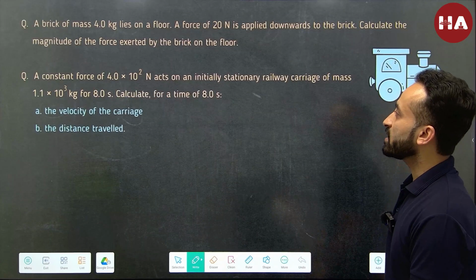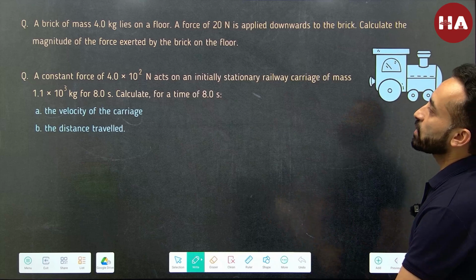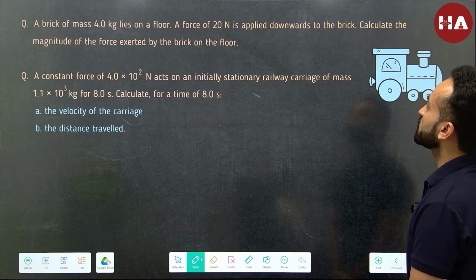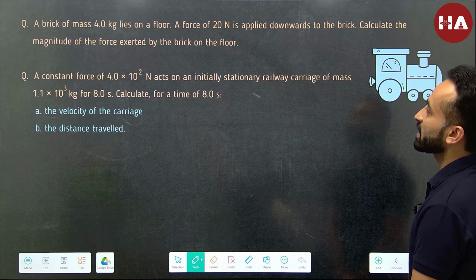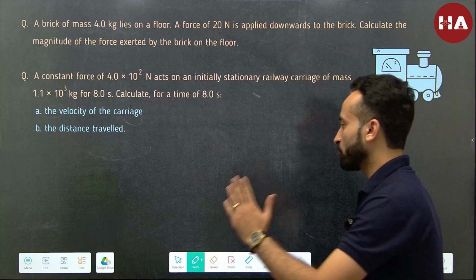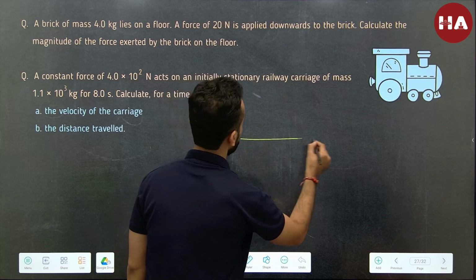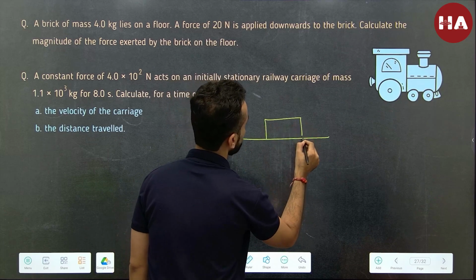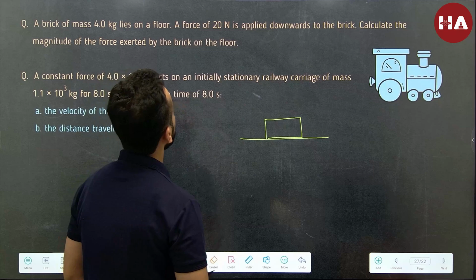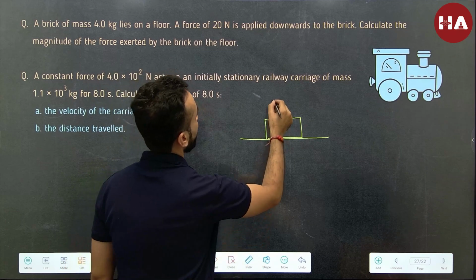Then another couple of questions. A brick of mass 4 kilogram lies on a floor. A force of 20 Newton is applied downward to the brick. Calculate the magnitude of force exerted by the brick on the floor. Let's do this. So let's say there is this brick lying on the floor, and a force of 20 Newton is applied on the brick.